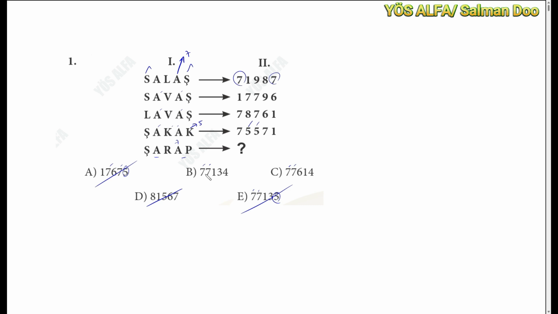When we make the comparison between choice B and C, the repeating numbers are 7, 7, 1, 4. So these numbers are repeating. The only difference is 6 and 3. When we check this, we have R and P. They both are not repeating anywhere else except for the last line. So which one would that be? 3 or 6? When we check this, 6 is repeating here, but 3 is not. So the answer is B.